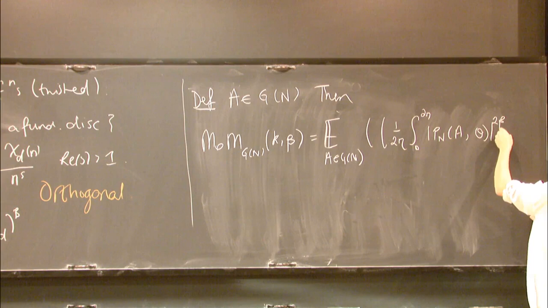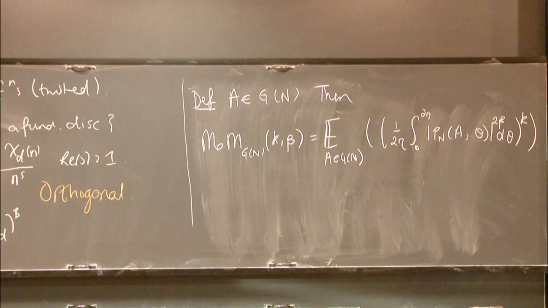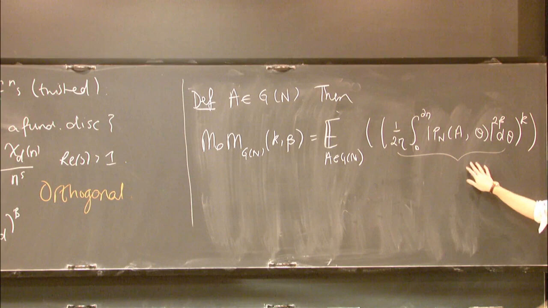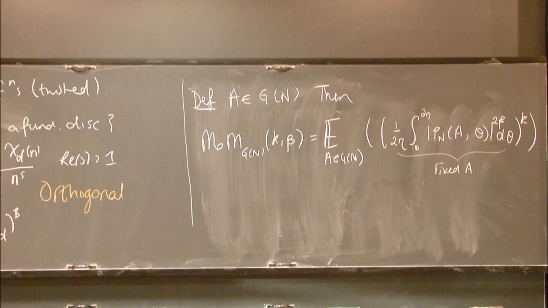So we're doing two different averages. So inside here, this is for a fixed matrix A, and then this is a function on the unit circle, and so you take its average value around the unit circle. So this is for a fixed A. That is a random variable with respect to which matrix you take, and so you could average through the relevant matrix group with respect to the Haar measure. And this forms a moment of moments with the two moment parameters, k and beta.